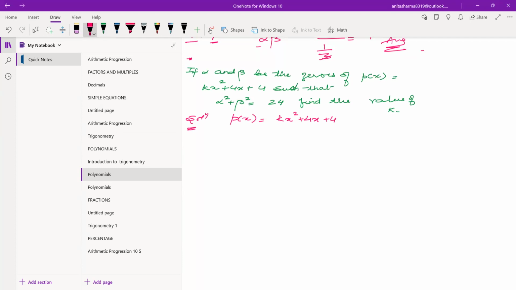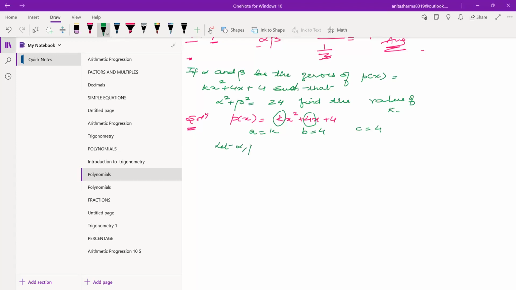Find the values of A, B, C. I have already told you, children, that in each and every question your first step will be to compare it with the standard form. After comparing, you will write the values of A, B, and C. So the value of A is k, the value of B is 4, the value of C is 4. Now, the next thing is, you will find the sum of the zeros and the product of the zeros.